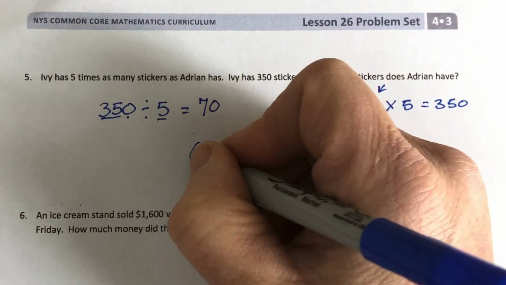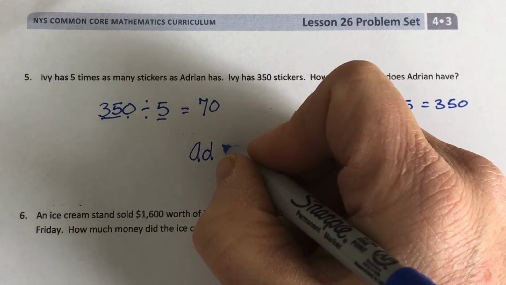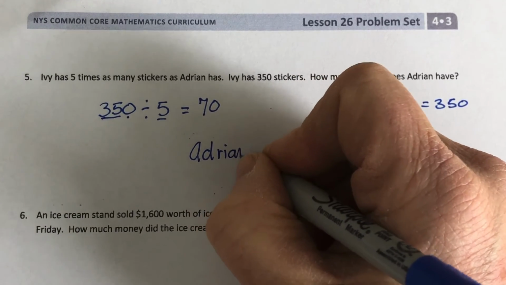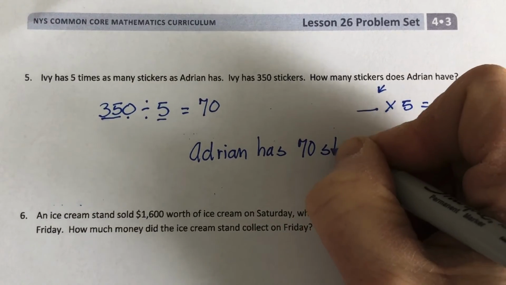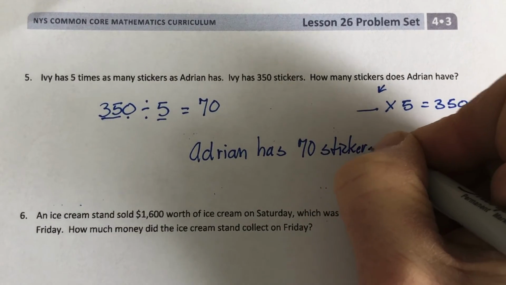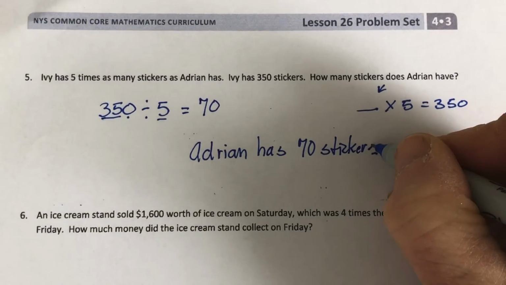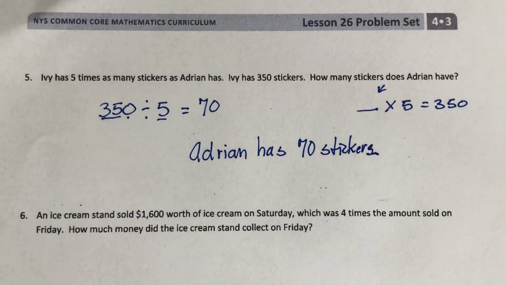So Adrian has 70 stickers. Yeah. This one is a confusing read, but I had to read it a few times.